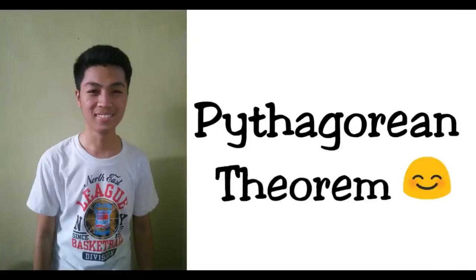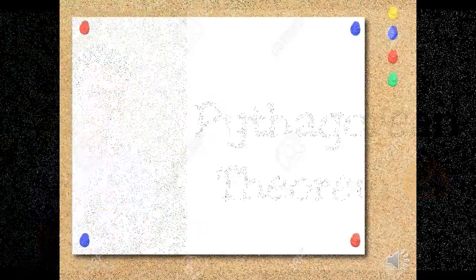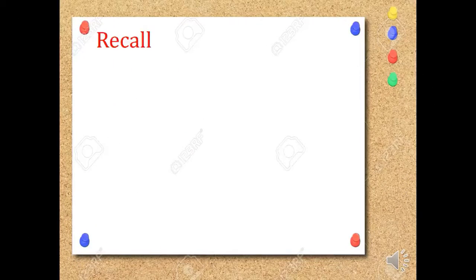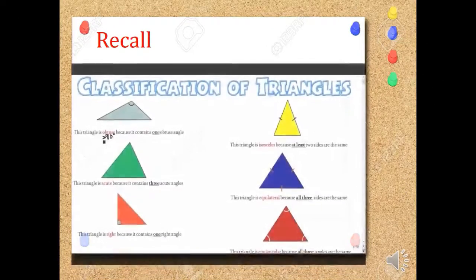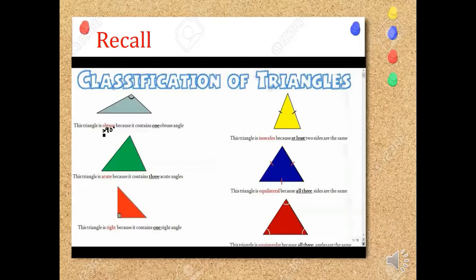But before that, let us review first the classifications of triangles. So this time, we talk about classifications of triangles. Triangles are classified according to the size of their angles and the length of their sides. According to the size of their angles, triangles can be acute, right, and obtuse.